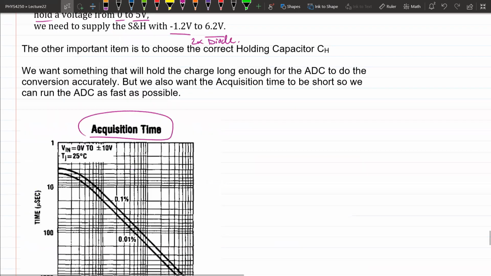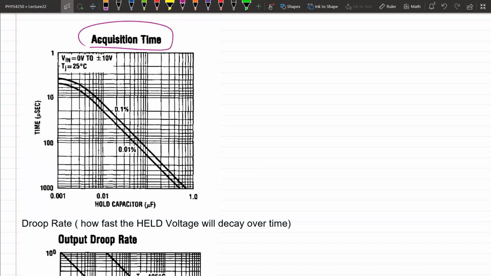So let's look at this little diagram from the specification sheet, right? That's pretty old school, okay? So on the x-axis is the holding capacitor value, so 0.001 microfarad, so that's 1 nanofarad, 10 nanofarad, 100 nanofarad, and then 1,000 or 1 microfarad, right? This is the amount of time it takes, right, for the input you place in the sample and hold to be transmitted completely to the output, right?